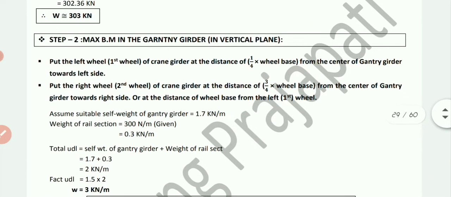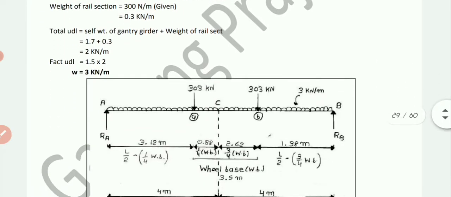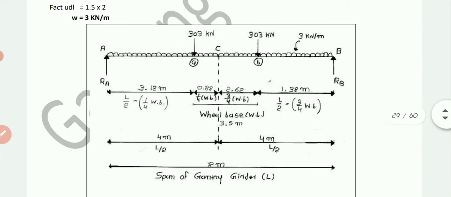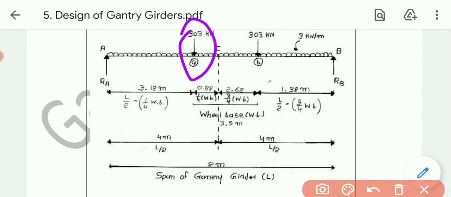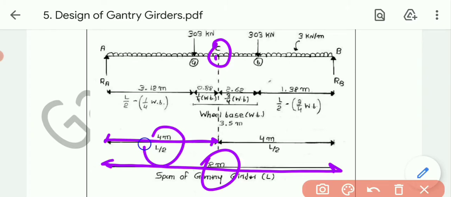Now step number 2, maximum BM in the gantry girder. For maximum BM in the gantry girder, we need to place the crane girder over the gantry girder in such a way that maximum bending moment will occur under the first wheel of the crane girder. First of all we take this span, that is 8 meter. Now just take the center of this one, that is C. So 8 meter by 2, this one will be 4 meter, this one will be 4 meter.